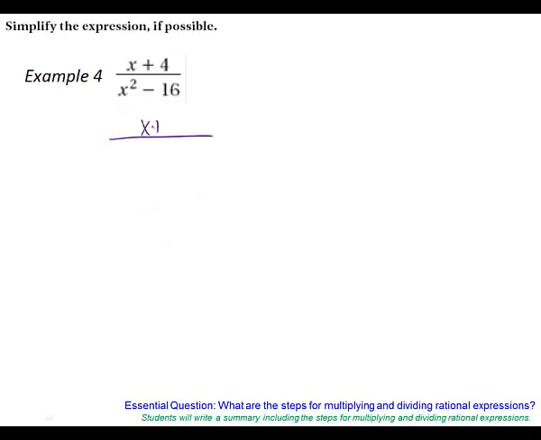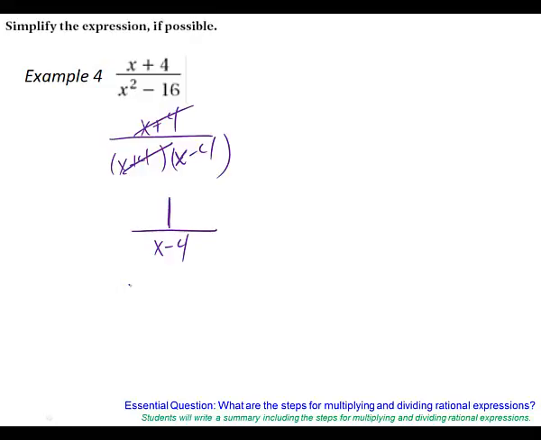All right. Numerator stays the same. What does the denominator factor into? X plus 4, x minus 4. What kind of factoring is that? It has a name. Difference of squares. Good. All right. What's going to end up canceling there? X plus 4. Technically, what's left in the numerator? 1 is left in the numerator. Good.